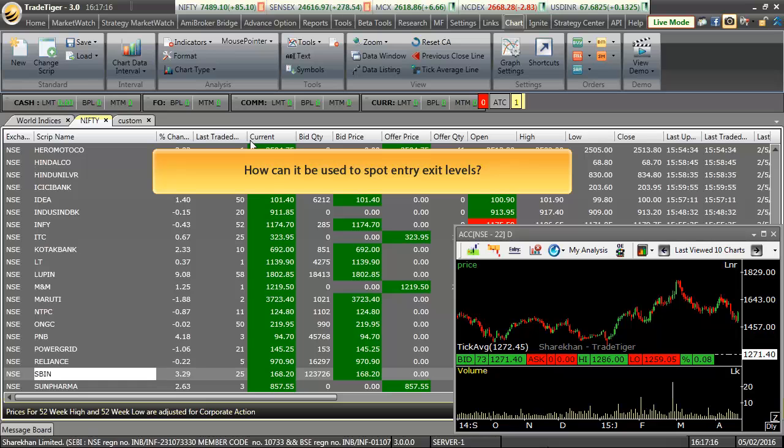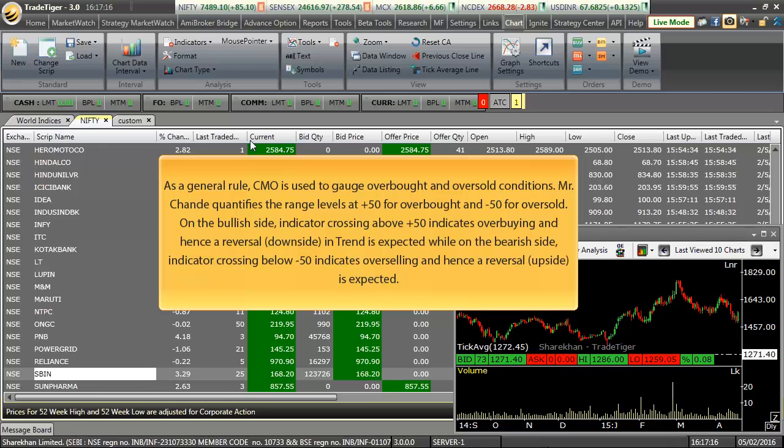How can we use CMO to spot entry and exit levels? Well, as a general rule, CMO is used to gauge overbought and oversold conditions. Mr. Chande quantifies the range levels as plus 50 on the higher side, 0 as the pivot point, and minus 50 on the lower side. So on the bullish side, the indicator crossing above plus 50 indicates overbuying of a particular stock, and hence a reversal in trend is expected in the near future.